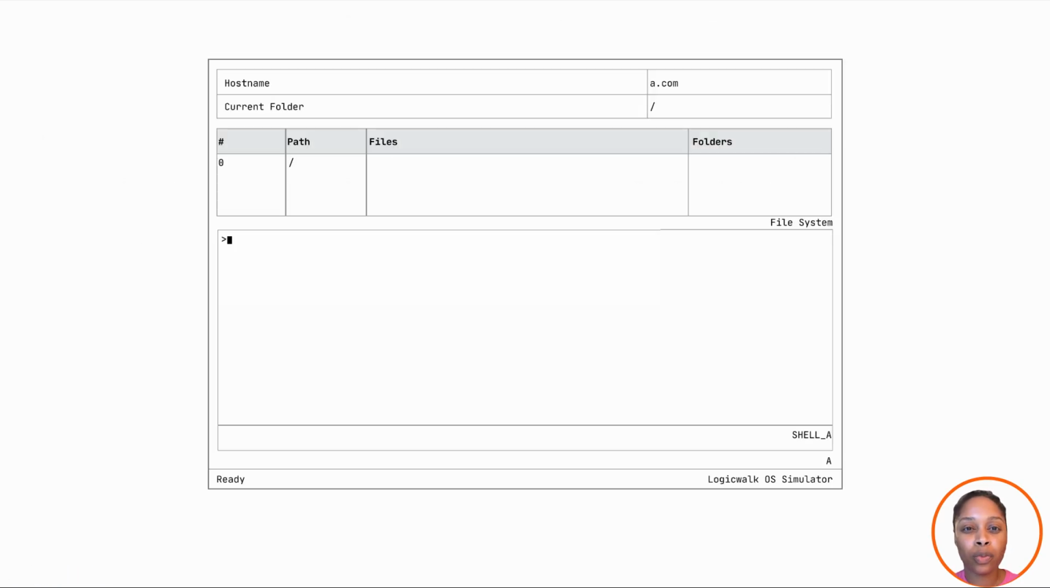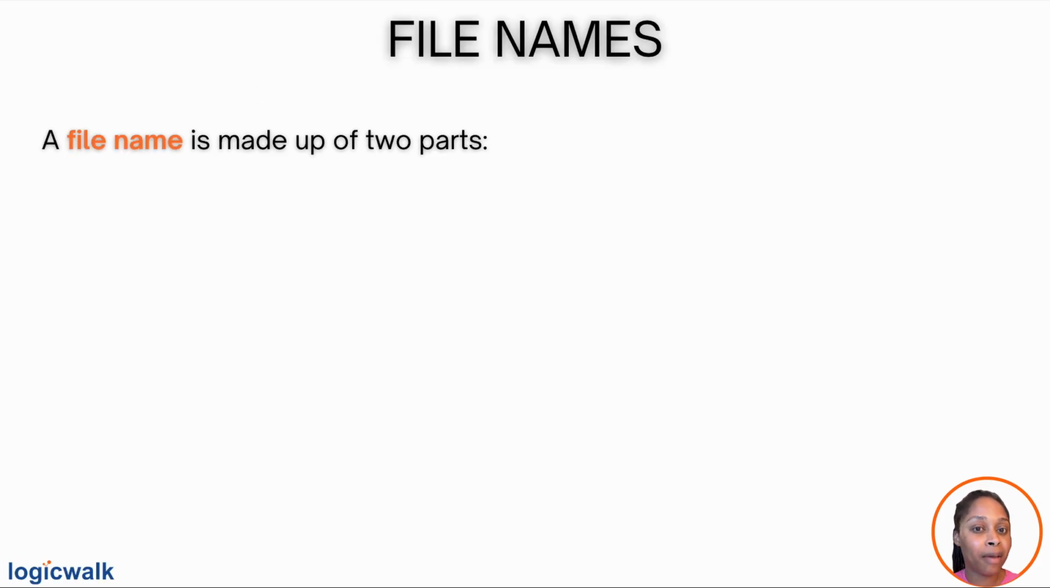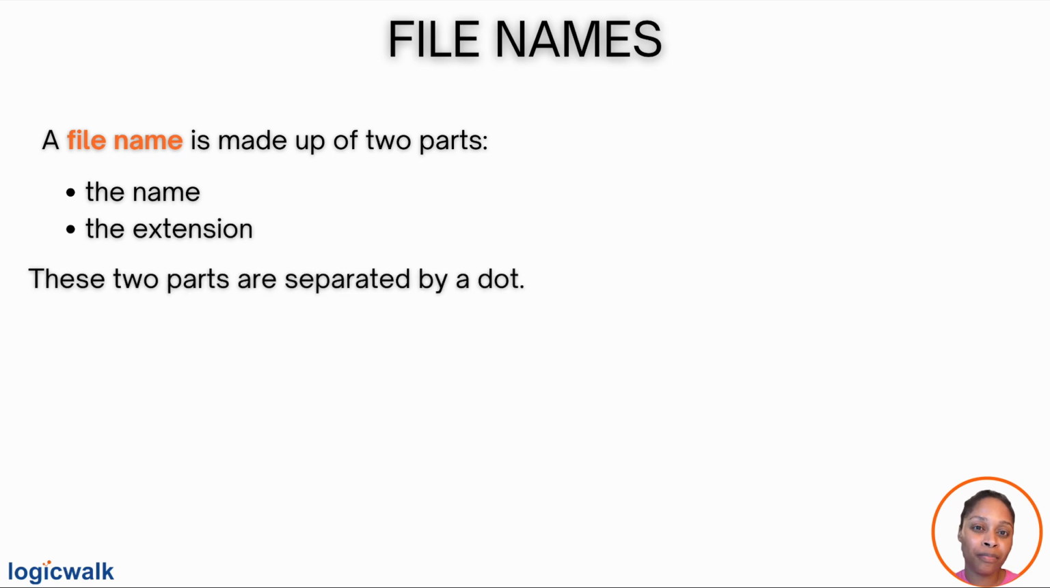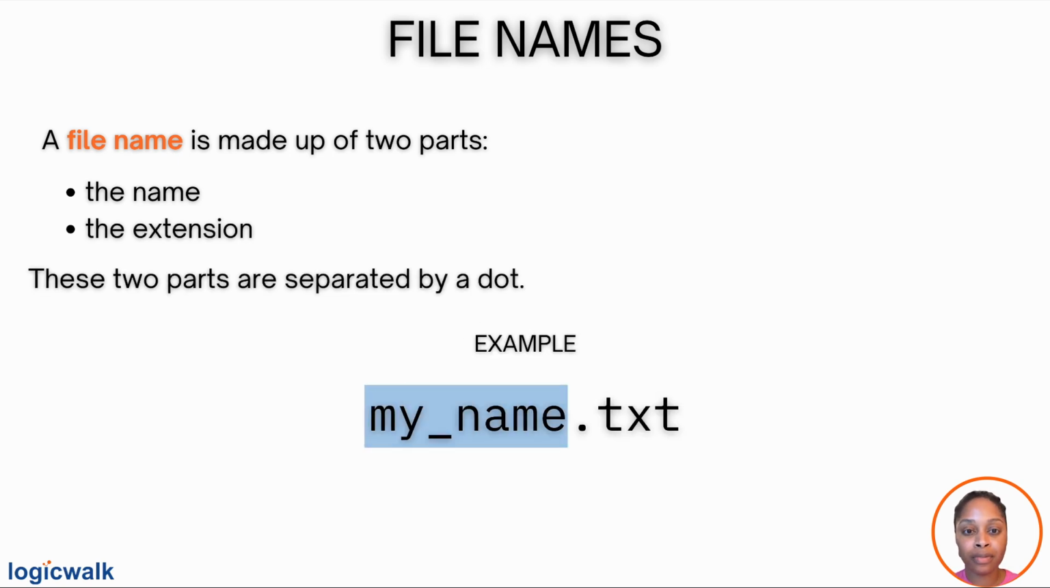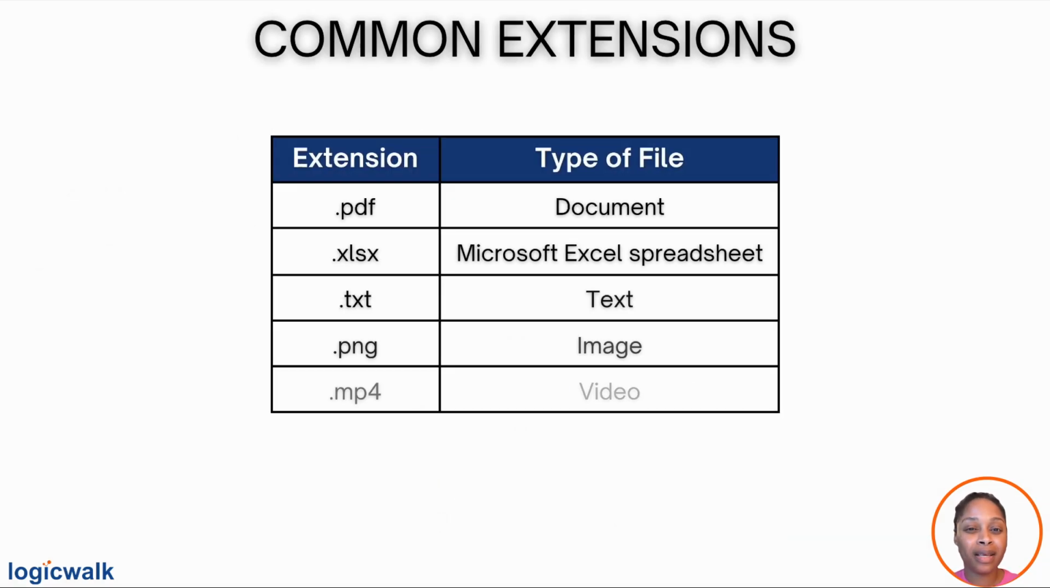In the Logic Walk OS, we can use the write command to create files. For example, suppose we want to create a text file named my name that contains the text Jonathan Jordan. We can type the command shown on the screen. File names are typically divided into 2 parts, the name and the extension, separated by a dot. The name is the text to the left of the dot. So my name is the name of the file. The text to the right of the dot, in this case txt, is called an extension, and it identifies the type of file. The file we just created is a text file, but other extensions you might see include PNG for images and MP4 for videos.